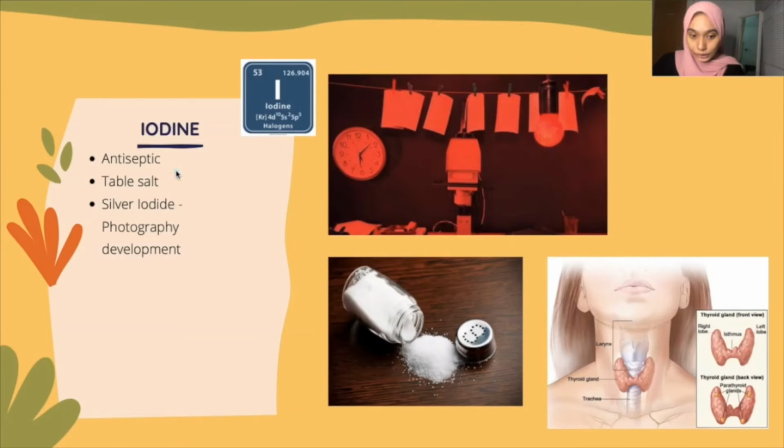The second one is table salt. Table salt contains iodine to help promote proper functioning of the thyroid hormones. Also, we know that iodine is very important in the proper functioning of the thyroid gland of the body. And the last one, we use iodine in photography development, where silver iodide is used, such as in this picture, the red one. This is the photography development using silver iodide.